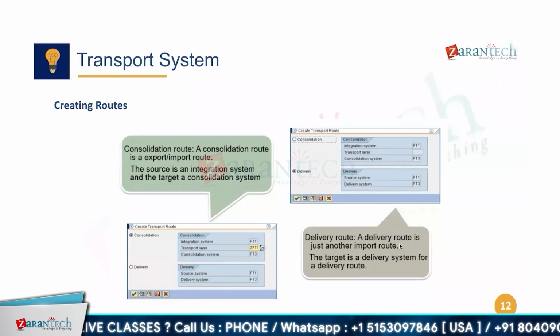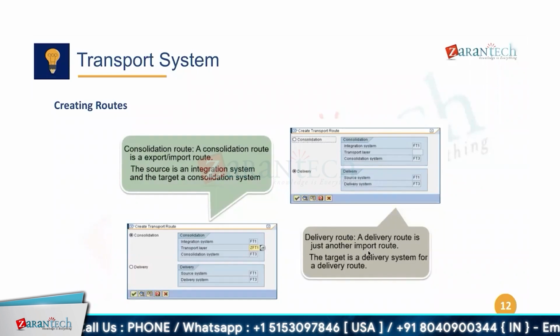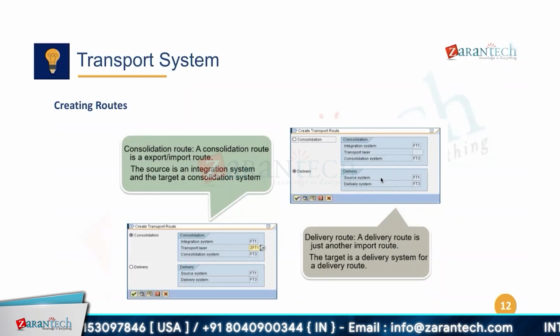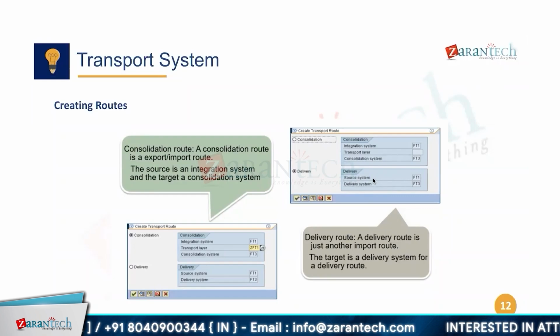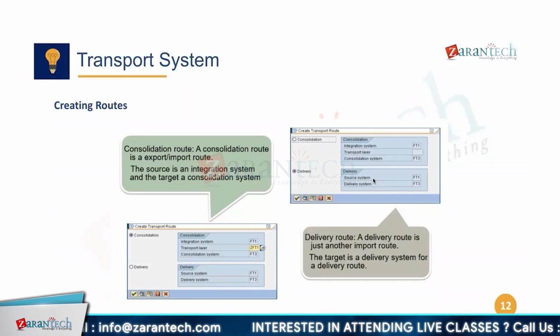So the delivery route is just another import route. The target is the delivery system for the delivery route. It is just a naming convention, guys. I mean, from source to production through this route, like through this road, it will go. That is what this explanation is trying to say.